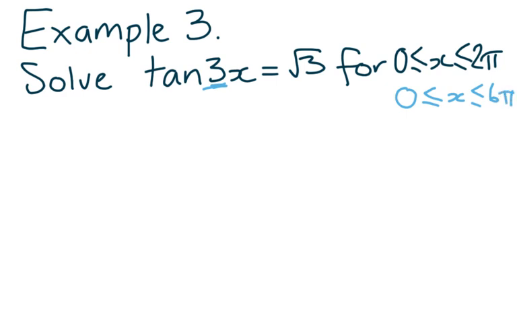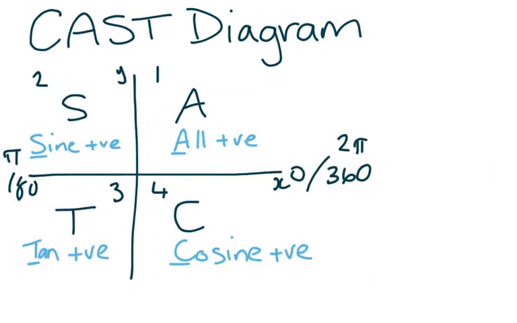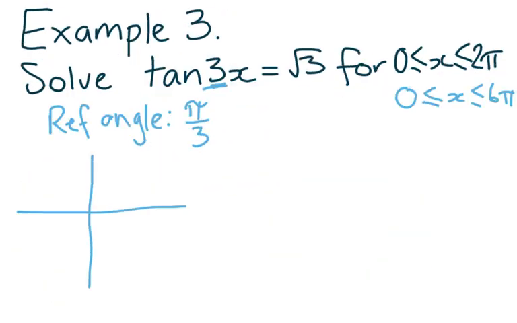We also need to know our reference angle. In this case, our reference angle is pi on 3, because we're looking at when it would be 60 degrees if we were looking at degrees. And we've also got its positive root 3. So if I draw in my cast diagram, tan is positive if we go back to the first screen. Tan is positive in quadrants 1 and 3. So we would draw in our reference angle here at pi on 3, and same out here, pi on 3.